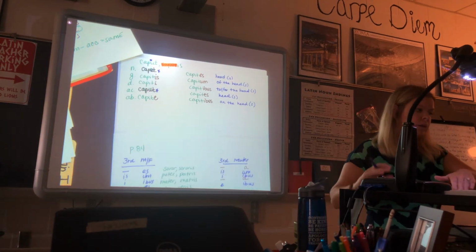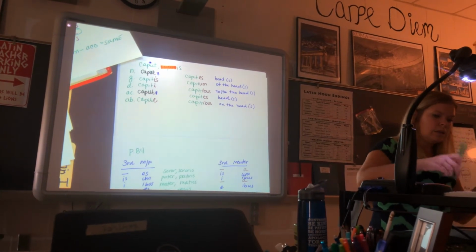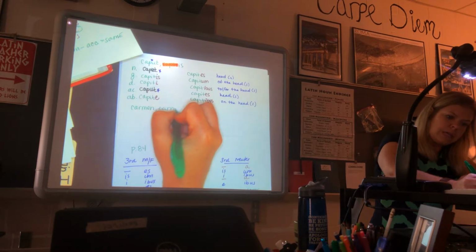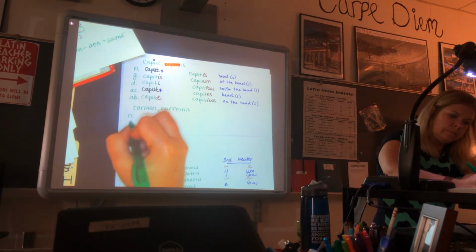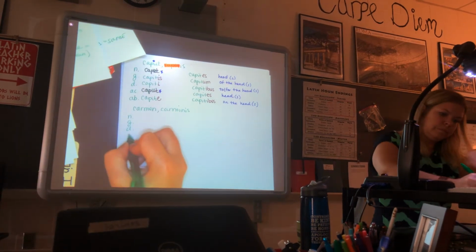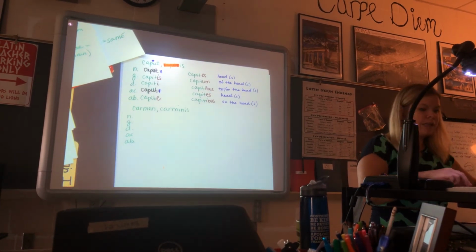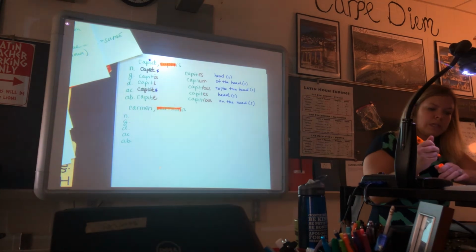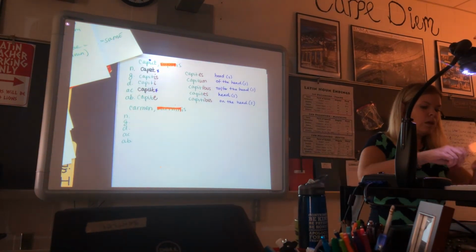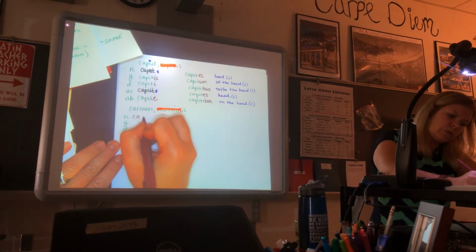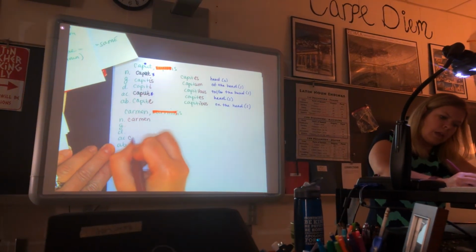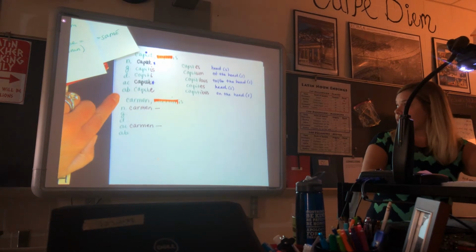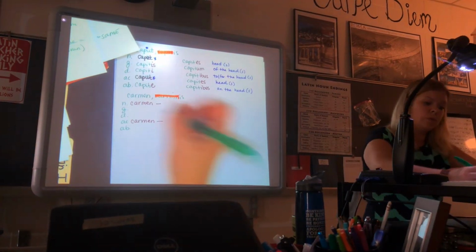Okay, let's try another one. So the next one, let's do carmen, carminis. All right, we need to find the stem, right? Everything before the IS. There's your stem, carmin. We know that for nominative and accusative, though, we're going to just use the first, carmen and carmen, right? Those represent just our blanks. Okay, we see where I got that? Then you fill your stem in.